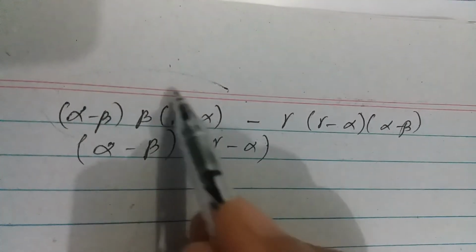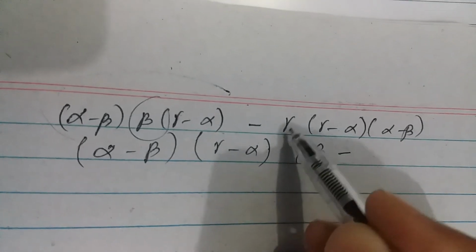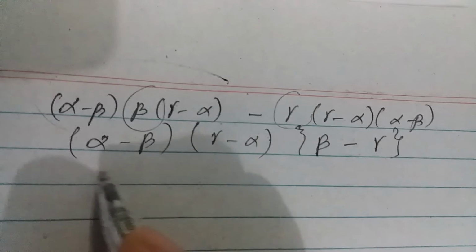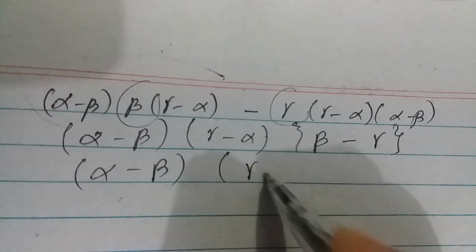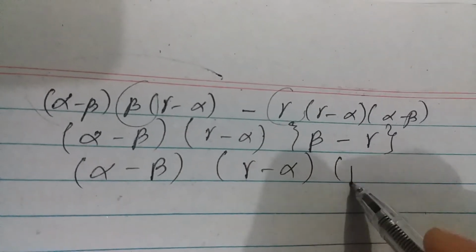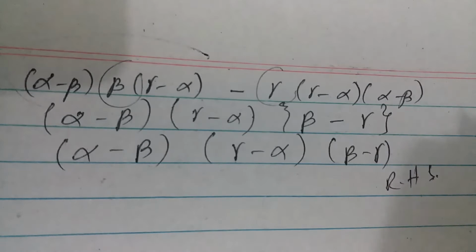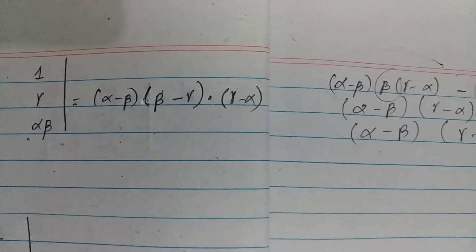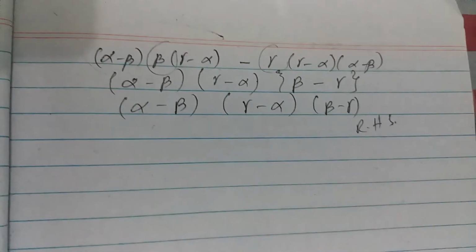So from this term we have got beta. We write here beta minus, in this term we have got gamma. So alpha minus beta, gamma minus alpha, and beta minus gamma, which is required in the right hand side. You can see here alpha minus beta, beta minus gamma, and gamma minus alpha. Alpha minus beta, gamma minus alpha, and beta minus gamma.